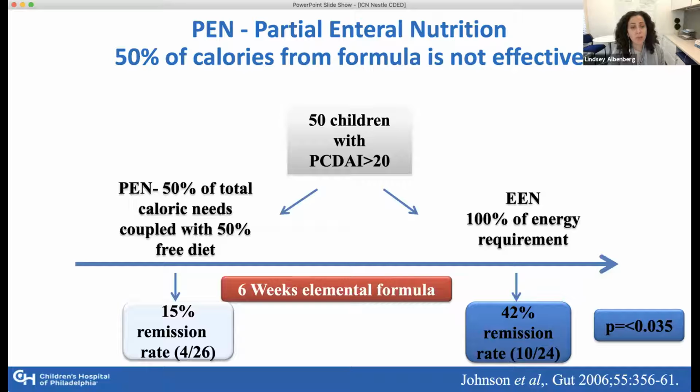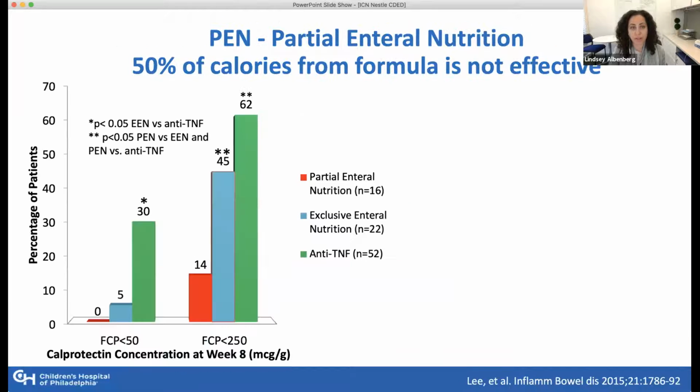And the primary outcome was remission with a PCDAI less than 10, which was achieved by only 15% of patients in the PEN group compared to 42% of patients in the EEN group. The overall reduction in PCDAI was greater in the EEN group, and only in the EEN group were improvements in hemoglobin, albumin, and SED rate seen. So this suggested that 50% of calories plus an unrestricted diet really was not very effective for induction of remission.